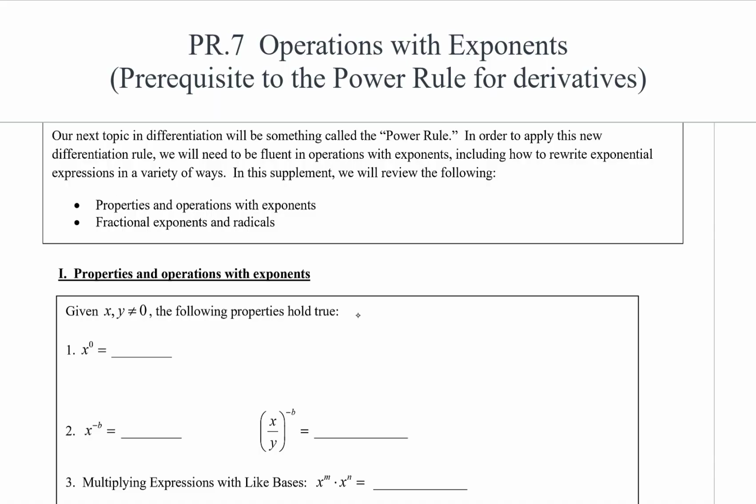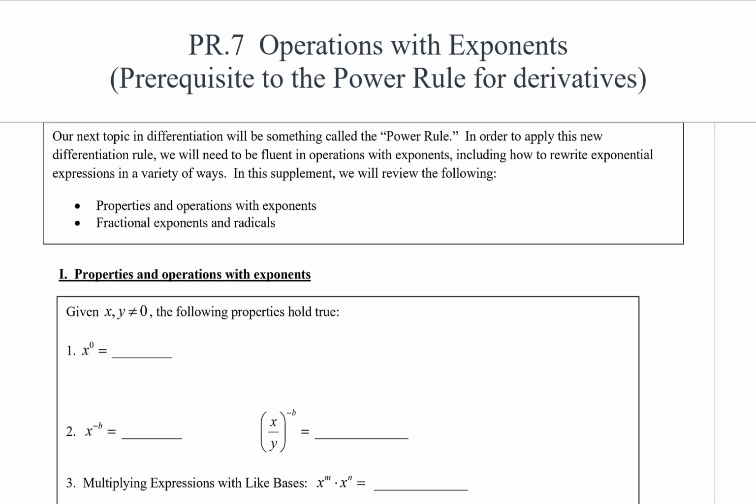PR.7 Operations with Exponents. This is a prerequisite to the power rule for derivatives. Our next topic of differentiation will be something called the power rule. In order to apply this new differentiation rule, we will need to be fluent in operations with exponents, including how to rewrite exponential expressions in a variety of ways. In this supplement, we will review the following: properties and operations with exponents, fractional exponents, and radicals.